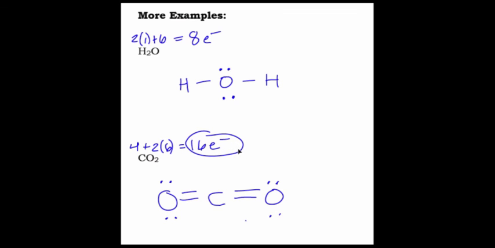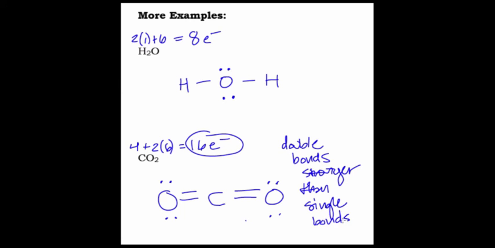One little note I want you to write on here: double bonds are stronger than single bonds. Carbon dioxide is an extremely stable compound for this reason, and that's why we have problems with it as a greenhouse gas, because these bonds are so difficult to break, and this compound stays around the atmosphere for a long time. Let's try something a little more complicated.